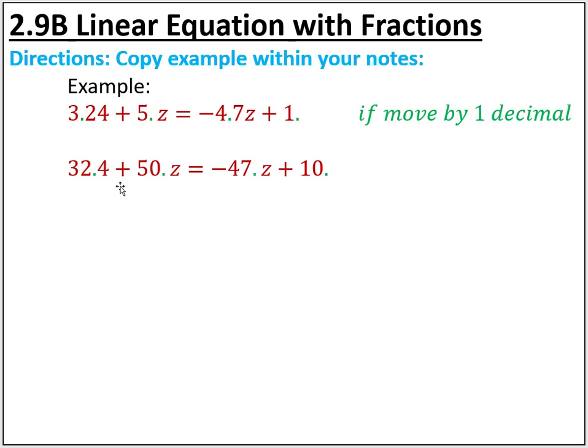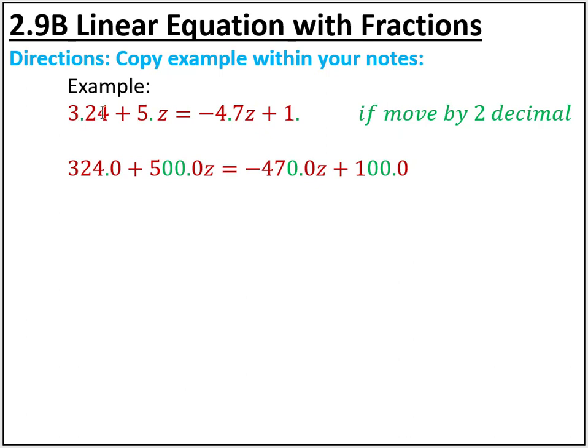So let's reevaluate this example. Again, we're back to the original: 3.24 + 5z = -4.7z + 1. When determining how many times you have to move the decimal, always look at the number that has the most decimal places. In this case, 3.24 has 2 decimal places. So we're going to move the decimal point in each part 2 times to the right.